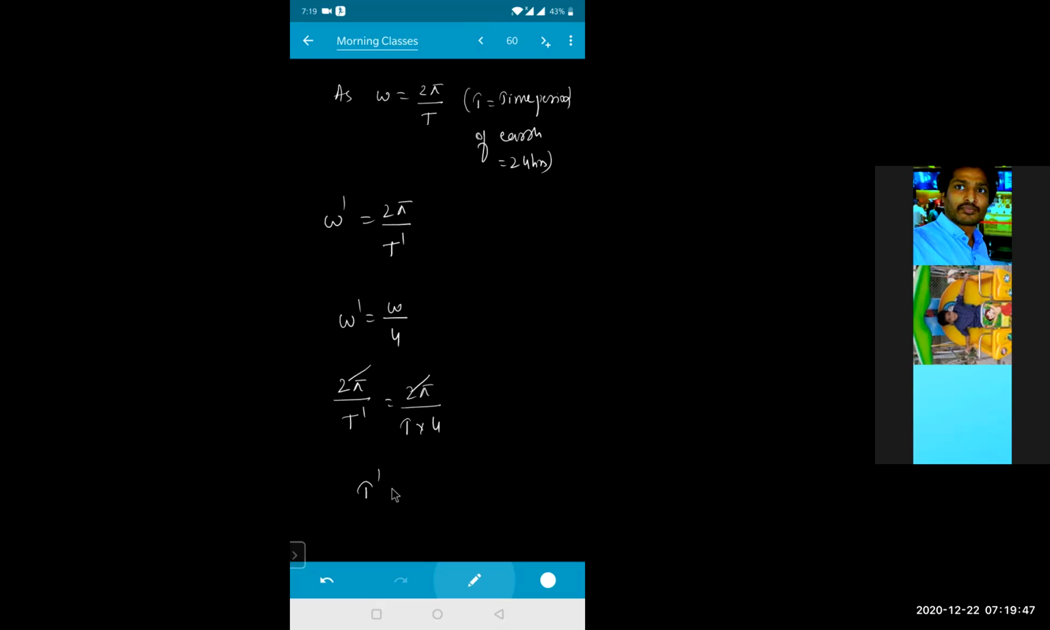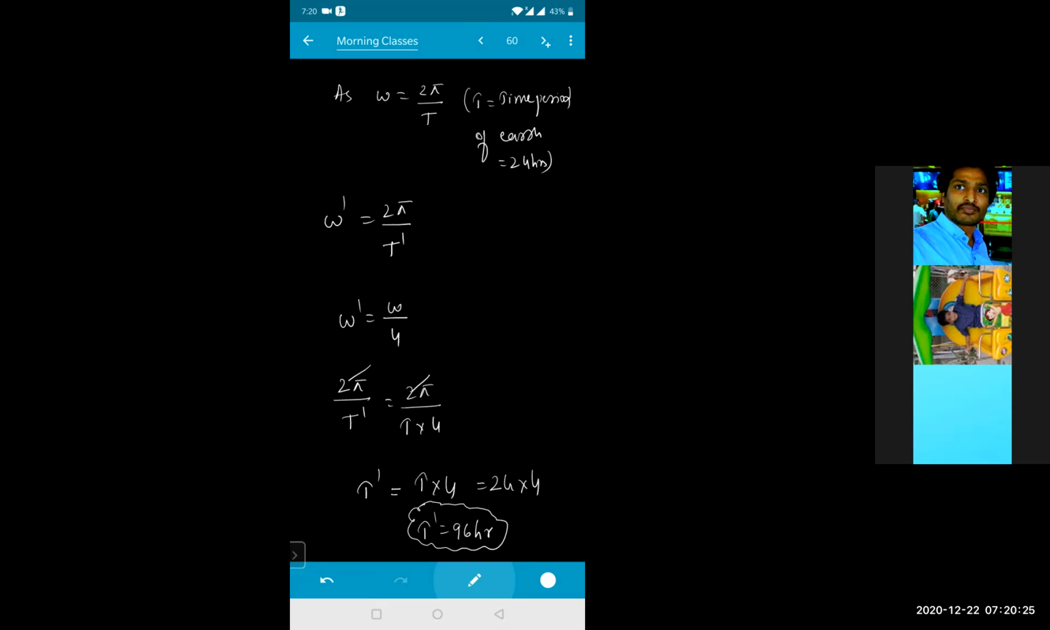So T dash is equal to T into 4. T is 24, so the time period is 24 into 4, which is 96. So the new time period will be 96 hours. That means if the radius of the earth gets doubled, then one day will be equal to 96 hours.